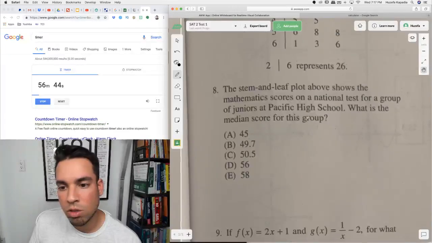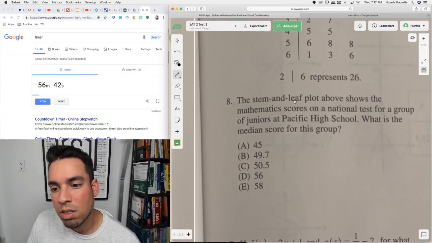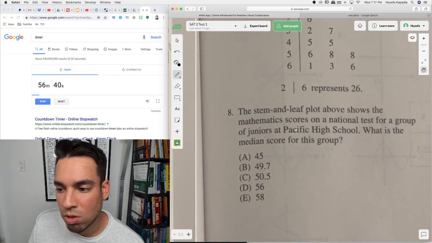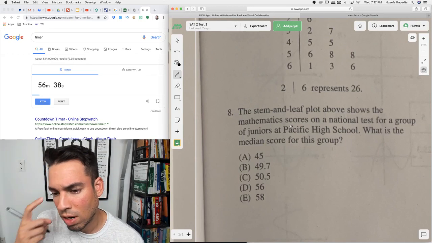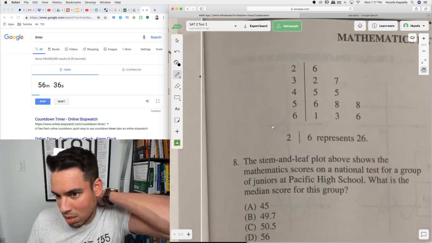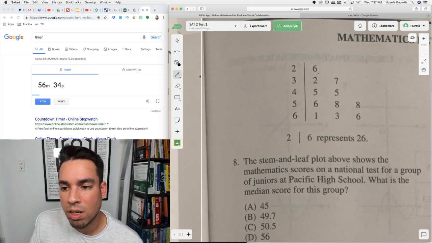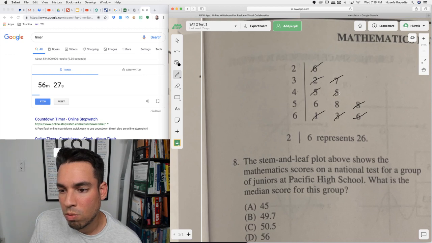Number 8. Okay, this is a stem and leaf plot. The stem and leaf plot above shows mathematics scores on a national test for a group of high school juniors. What is the median? The median is the middle. So check it out. We find it like this. Cross off one from each end, and keep crossing off, and there's the middle value.